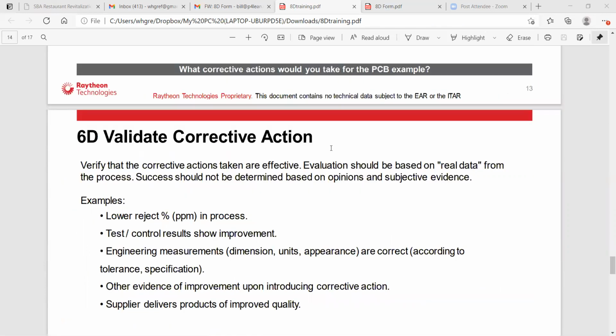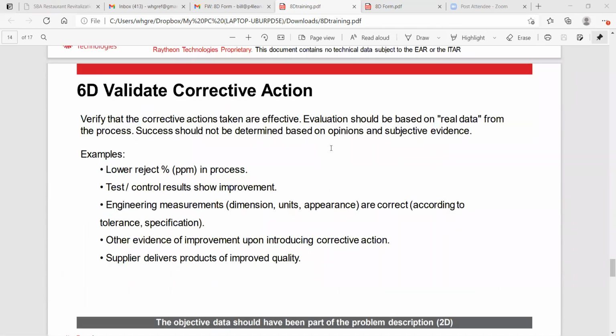And validating corrective action, we want to make sure that once the corrective action is done, the 6D is about validating and making sure it worked. It should be based on real data from the process. Success should not be determined based on opinions and subjective evidence. So we need to see numbers, lower reject number percent, test control results, engineering measurements, other evidence of improvement.